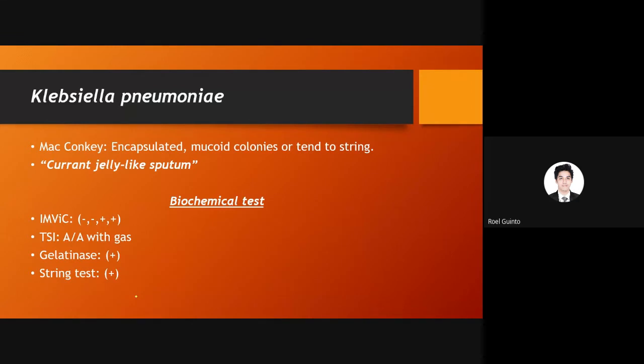Next, we have Klebsiella pneumoniae. In MacConkey agar, encapsulated mucoid colonies tend to string. So the sputum of the patient infected by Klebsiella pneumoniae is currant jelly-like sputum. And the biochemical test for Klebsiella pneumoniae is negative, negative, positive, positive. In TSI, A over A with gas. In gelatinase, positive, and in string test, also positive.